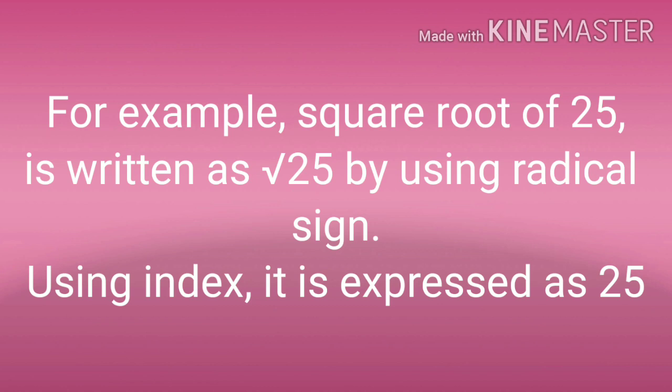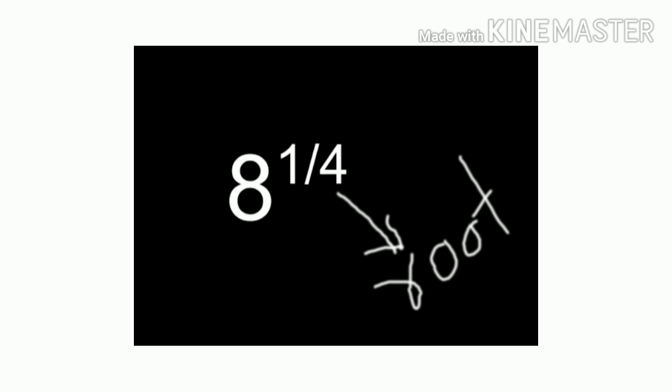One more example: square root of 25 is written as square root 25 by using radical sign. Using index, it is expressed as 25 raised to 1 upon 2. Here 8 raised to 1 upon 4. 1 upon 4 is a fraction number, children, so it's known as rational index. This 4 is known as root.